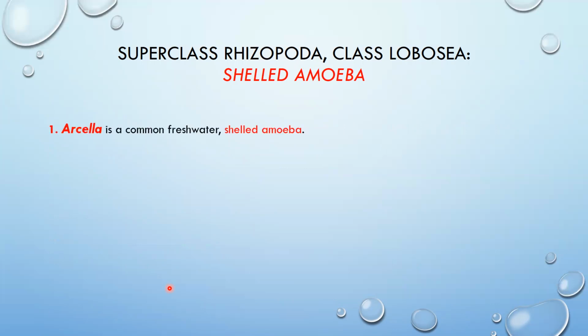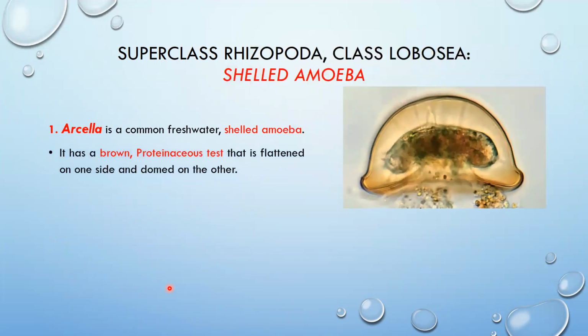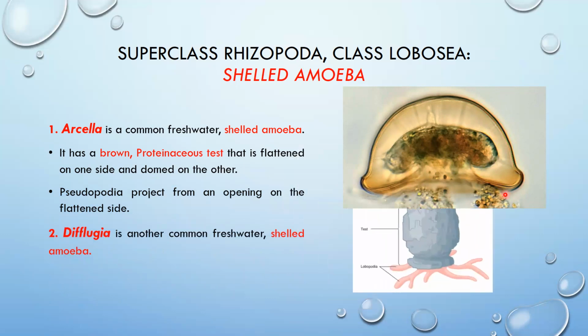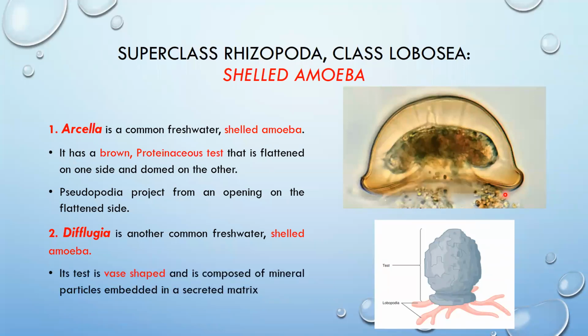So first one is Arcella. It's a common freshwater shelled amoeba. It has a brown proteinaceous test that is flattened on one side and domed on the other side, and the pseudopodia project from an opening on the flattened side. Number two is Difflugia, another common freshwater shelled amoeba. Its test is vase-shaped and is composed of mineral particles embedded in a secreted matrix, as you can see here in the diagram.